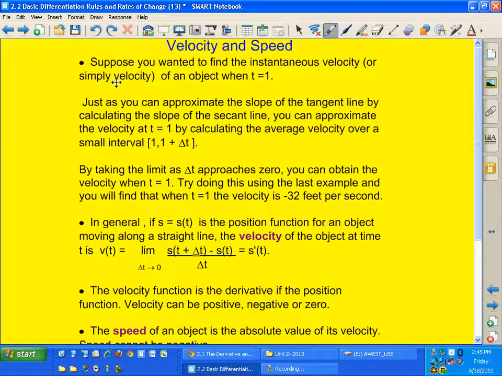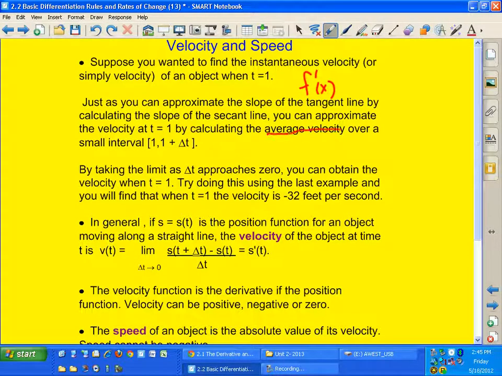So if they just say find the velocity of a function at a particular point, this means derivative. Take f prime of x, find the derivative of the function and plug in that value, and that will give you what they're looking for. But they also ask you for an average velocity, and an average velocity.